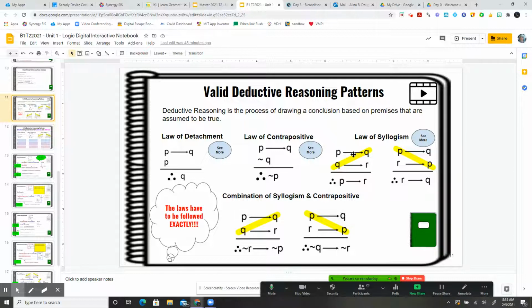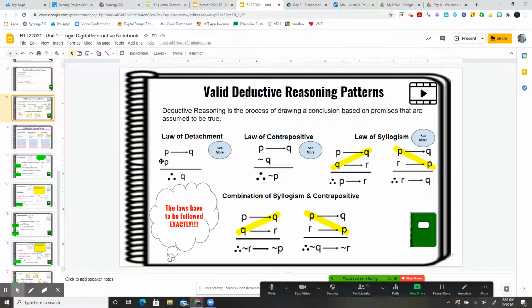In order to be valid, they have to follow a pattern. They can be valid, but not true. So be careful about that. This is where it gets a little tricky. Law of detachment, when you literally detach something, you separate it, right? So the word detachment clues you in to I have a compound sentence, if P, then Q. Then you're going to write 2 simple sentences, P period, therefore Q period.